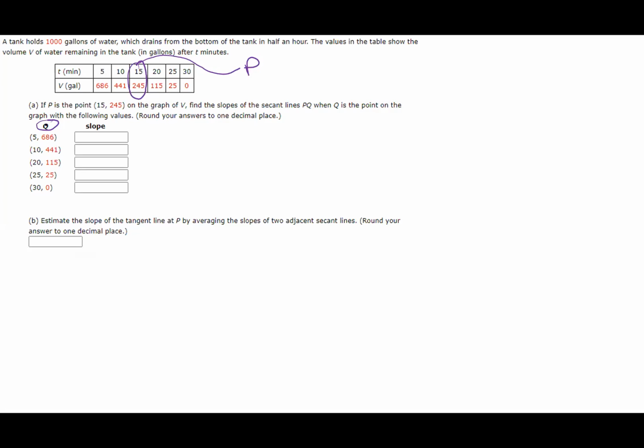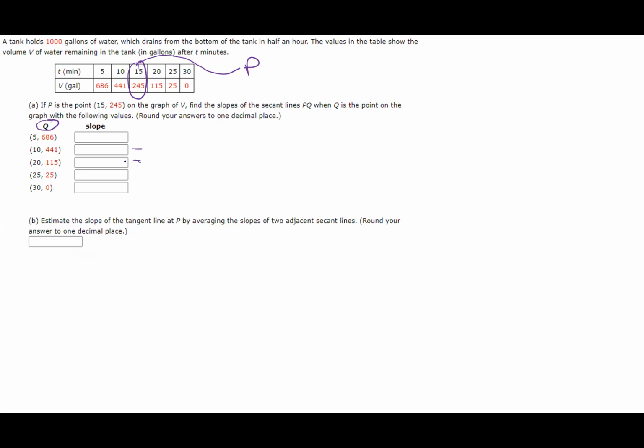For the sake of time, I'm just going to do two of these parts, and I'm going to do it in such a way that we can do part B after. Let's see, so part B wants us to find the tangent line by averaging the slopes of 2 adjacent secant lines. So our point P is 15, 245. Exactly, so I'm going to do these two right here, because those are adjacent to time equals 15 minutes, and that'll be enough information to solve part B. So I don't want to do all of the parts just for time's sake, but if I do these two, we can also answer part B afterwards. And I'll explain a little bit more on that.